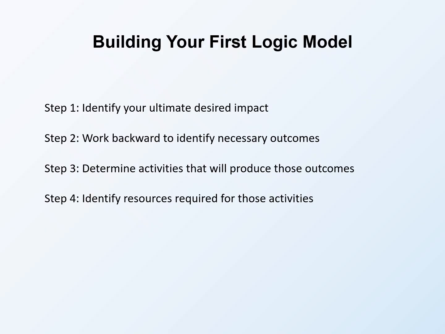Step 2 works backward to identify necessary outcomes. What changes in behavior, knowledge, skills, or conditions must occur to achieve that ultimate impact?